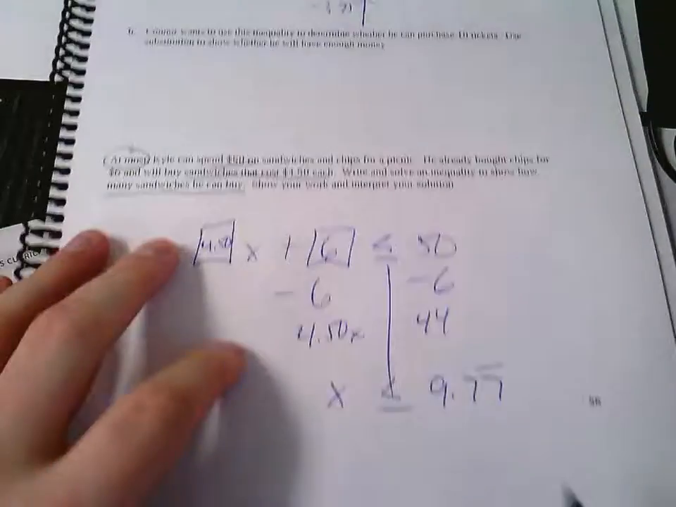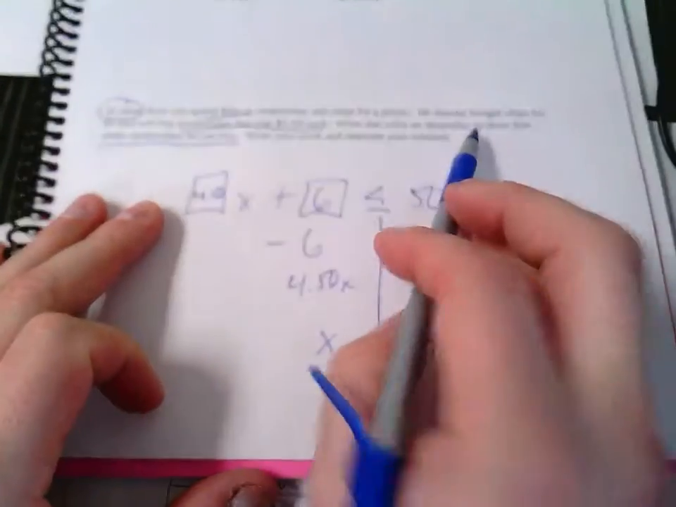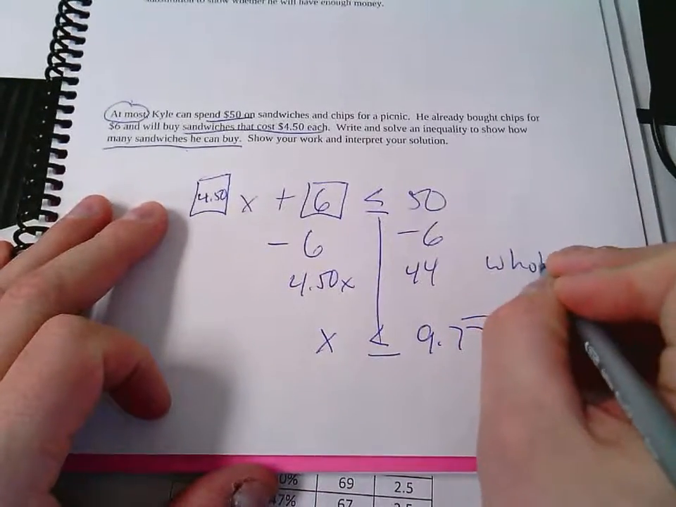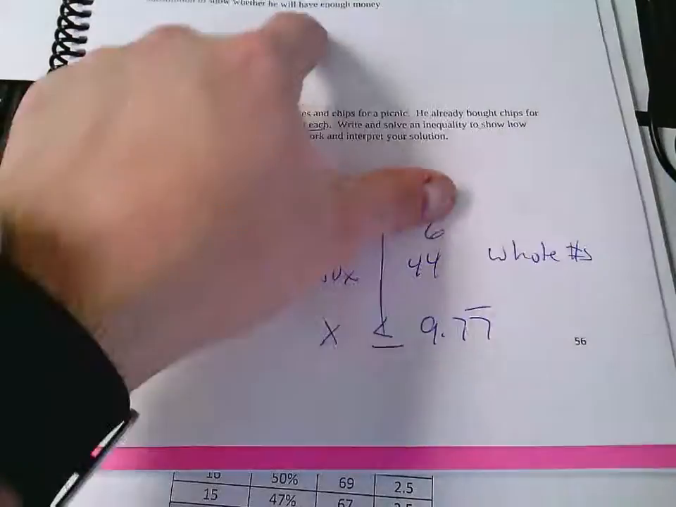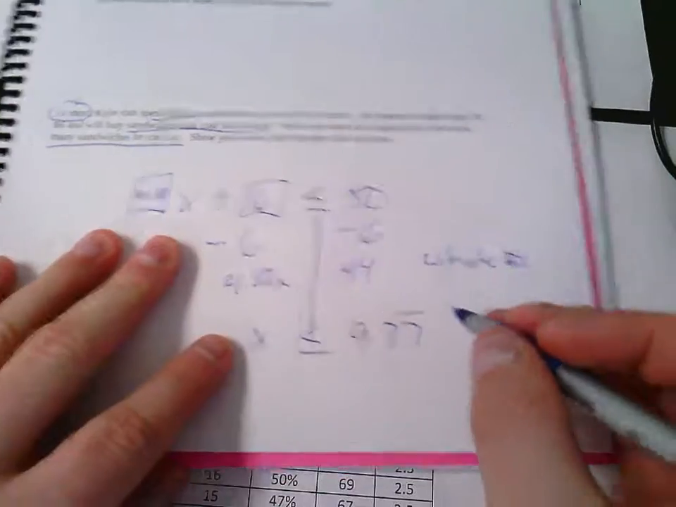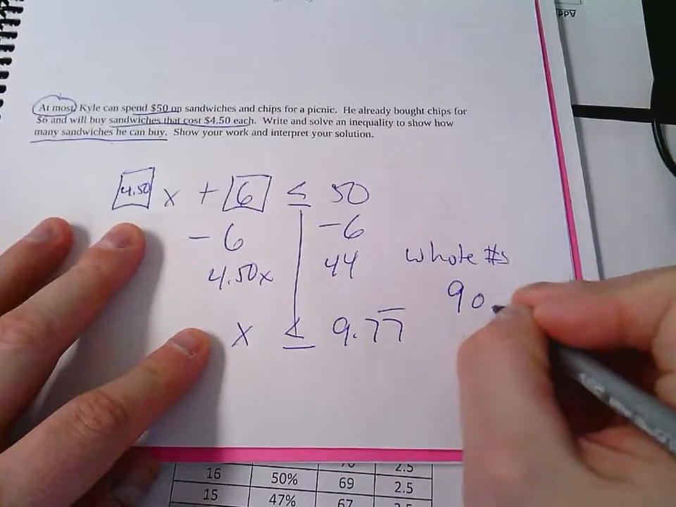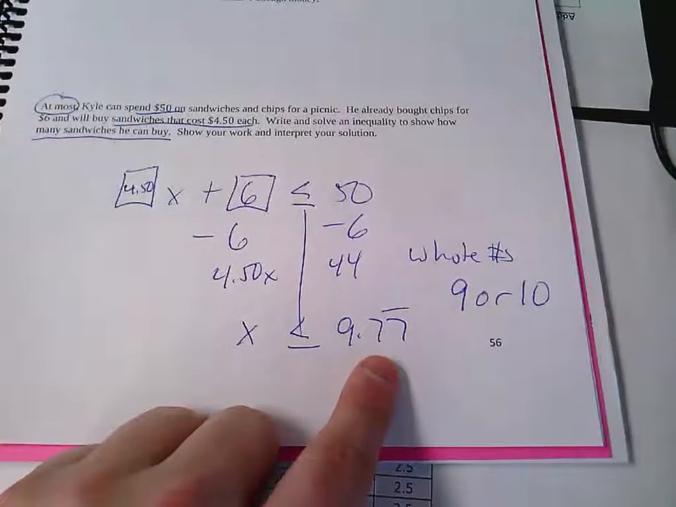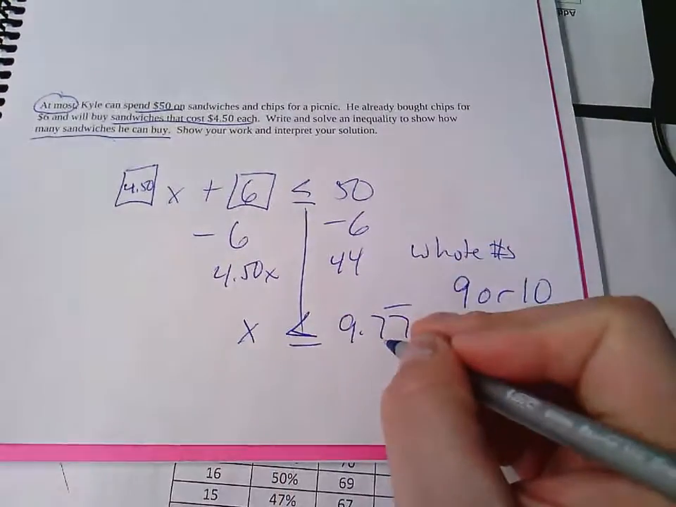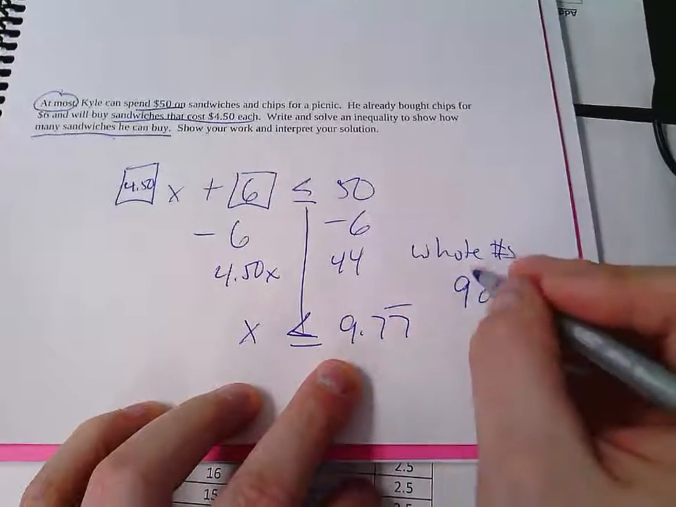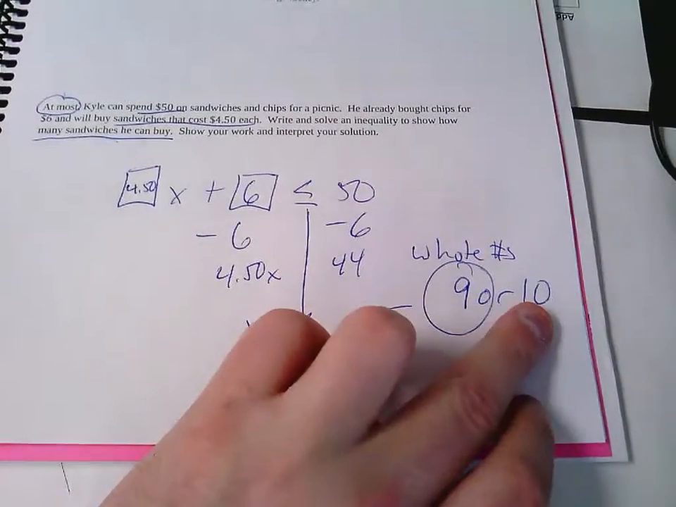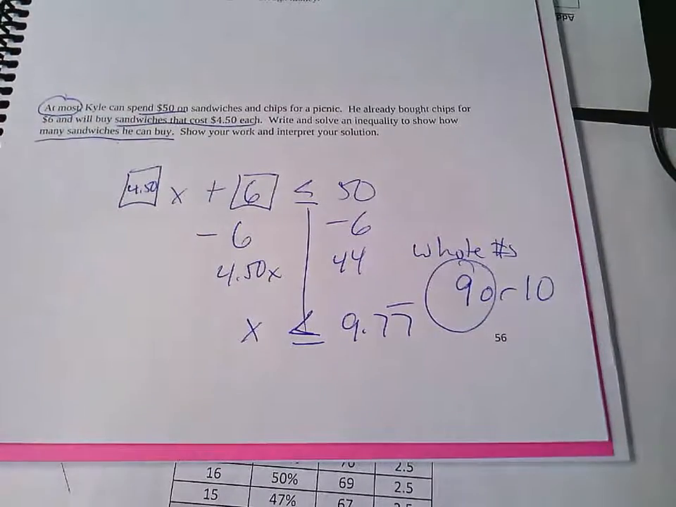Well, here's the thing. You can only buy whole sandwiches. Remember, these have to be whole numbers. The one up above comes out to a whole number. That's kind of why I skipped it. But this one has to be a whole number. So the question becomes, is it 9 or is it 10? Now, if you round it, you're going to say 10. But here's the thing. It has to be less than 9.77. So this is not about rounding. So the answer would be 9, because if you buy 10 sandwiches, it's going to put you over the $50 that you have.